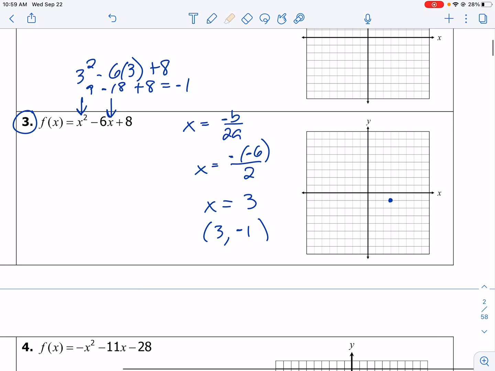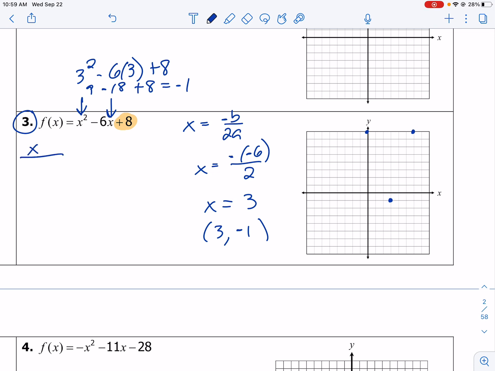We have another point, 8. 8's our y-intercept, so we can go up here at 8, put a point. We can go the same distance on the other side of our axis of symmetry and put another point. So you can kind of see where this graph's going to cross the x-axis. It's going to be pretty close to the vertex.